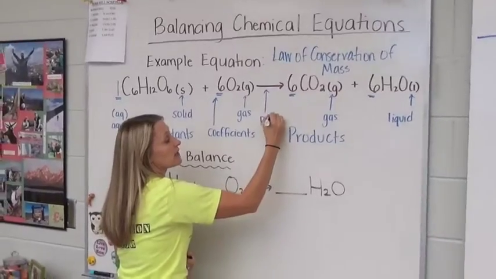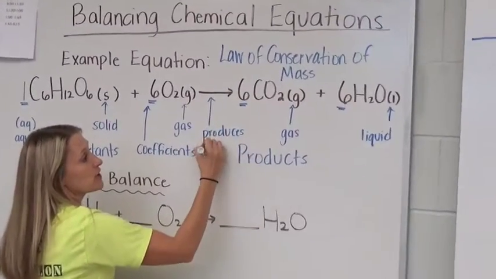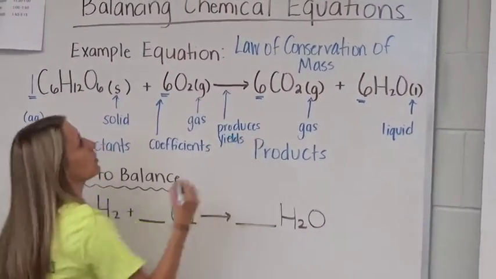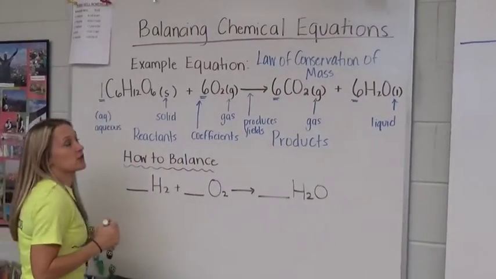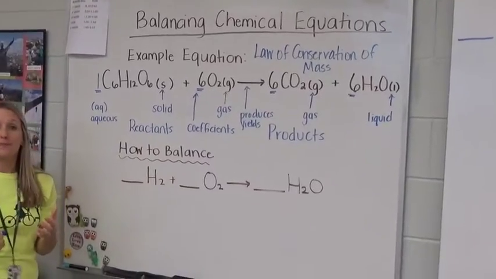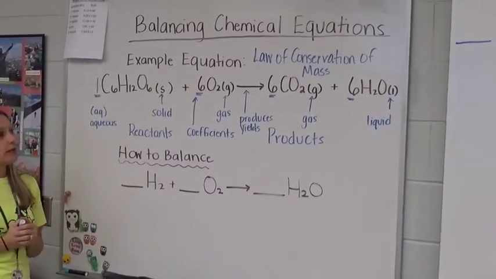The last thing on this equation, you probably remember this. This arrow represents that something was produced, or you'll also see yields. So in other words, glucose plus oxygen produces or yields, in this reaction, carbon dioxide and water. Okay, so that's just an overview. We'll be hitting those a lot more.